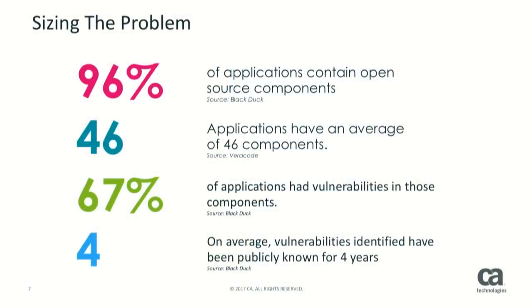96% of applications contain some open source components. On average, it's 46 components, so it's a pretty big number, and that's on average. And when we look at the vulnerabilities coming from those components, 67% of the applications we looked at had one or more vulnerabilities coming from an open source component.